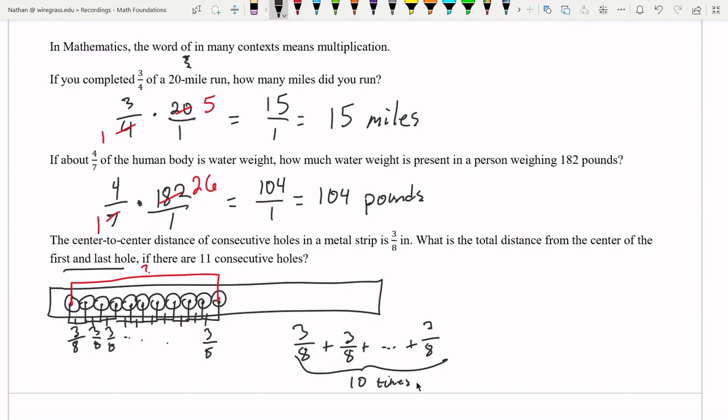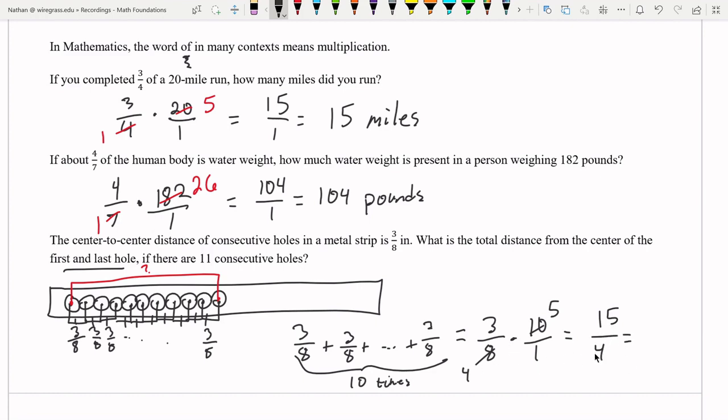But repeated addition is just multiplication. 3/8 times 10. That means 10 over 1. Reduce by 2, top and bottom. 3 times 5 is 15. 4 times 1 is 4.